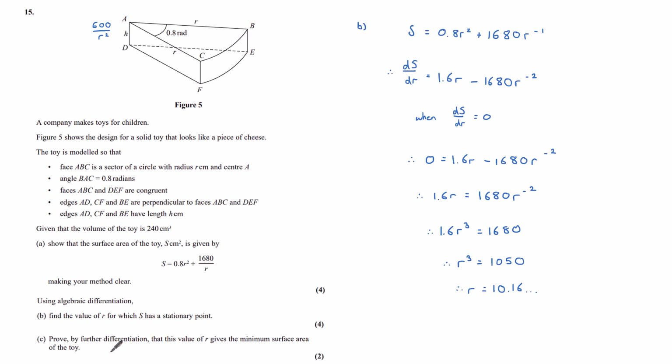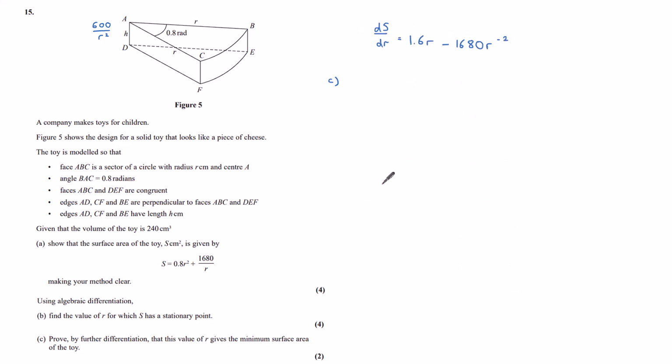Part C, prove by further differentiation that this value gives the minimum surface area of the toy. So I'm bringing my differentiated function from part B. The first derivative, ds by dr, was 1.6r minus 1680r to the minus 2. I'm using further differentiation to show that this is a minimum surface area. So differentiating this again, I get d2s by dr squared. 1.6r differentiates to 1.6. Minus 1680 multiplied by minus 2 is positive 3360. Subtract 1 from the power, so that's then r to the minus 3.